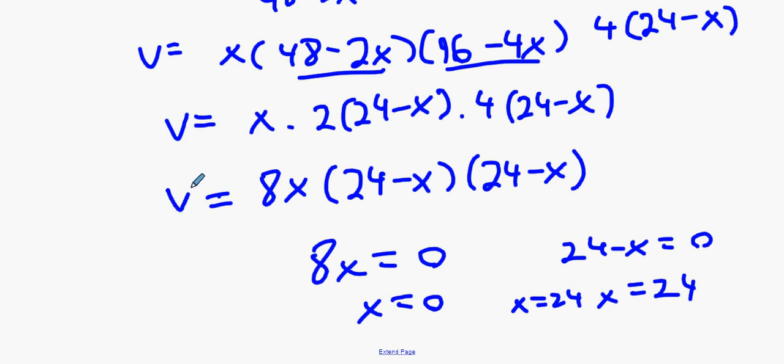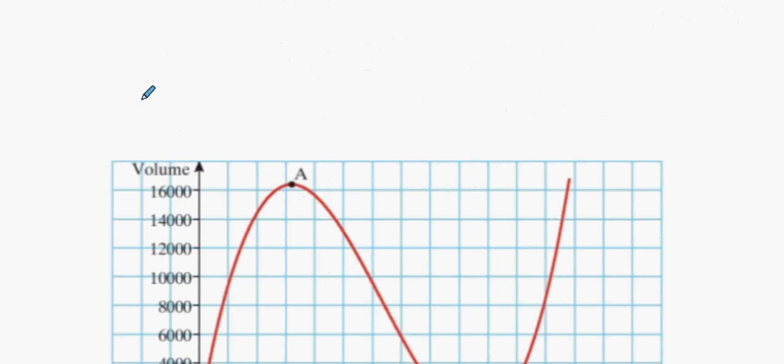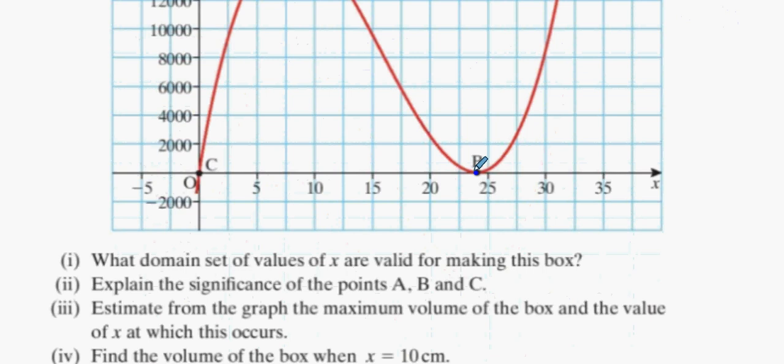So if you look at the next diagram here, see the way it's (24, 0). When the x value is 24, your volume is 0. When your x value is 0, your volume is 0. Is that alright?